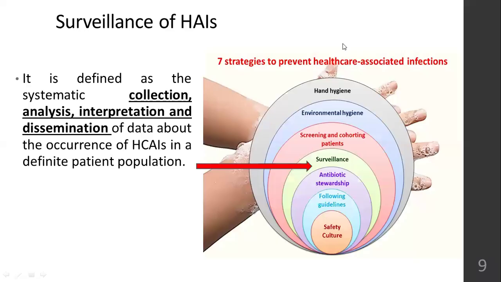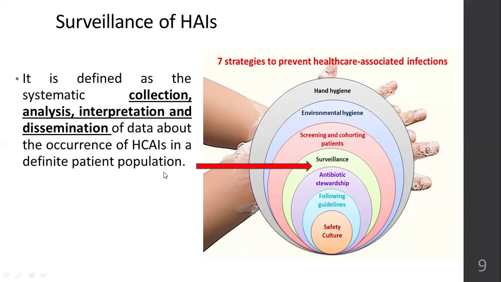Next, you have surveillance of healthcare associated infection. Surveillance means, as I mentioned, a continuous collection of data: who was not well, what was the temperature change, what was the redness, the infection rate. These data you will collect.